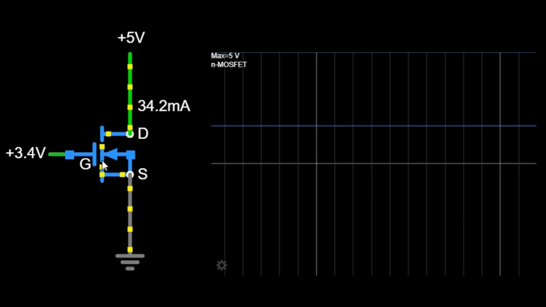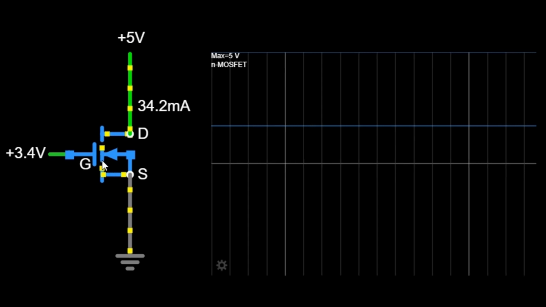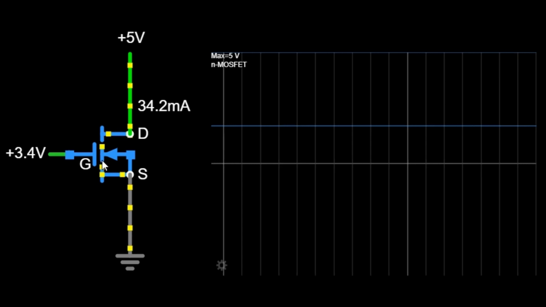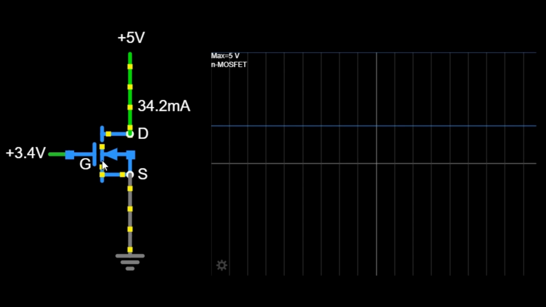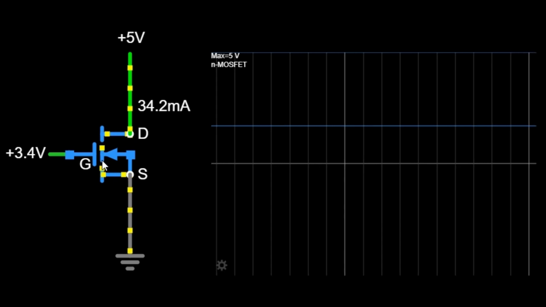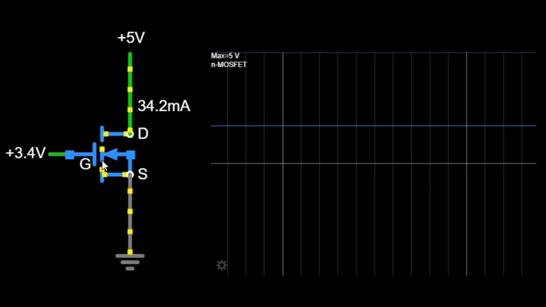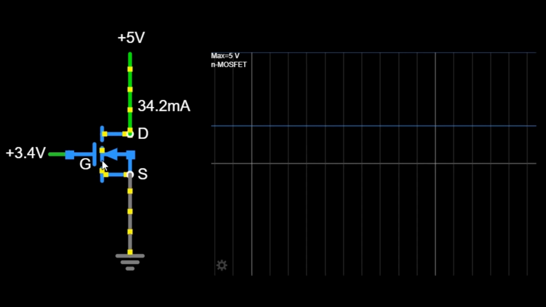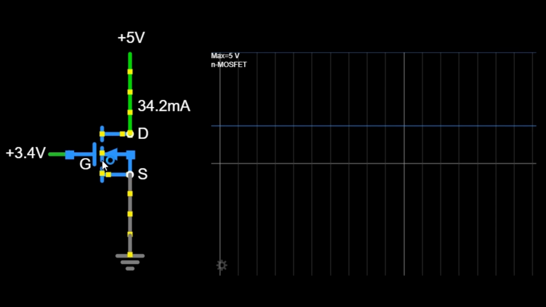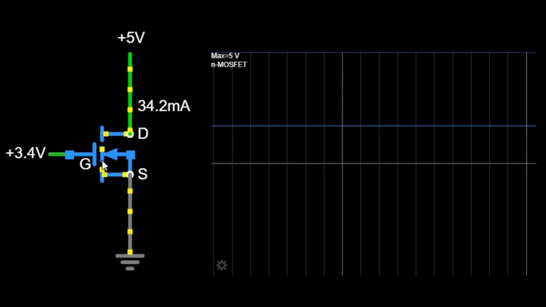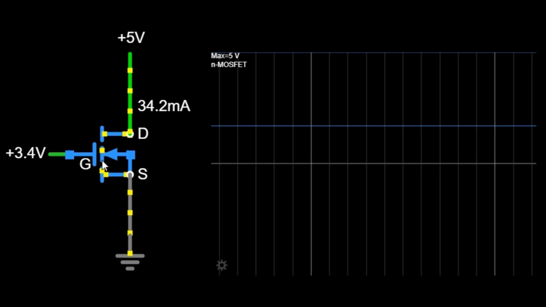Visualizing the circuit. In the diagram, you can see the gate voltage set at 3.4 volts, which turns on the n-MOSFET, allowing current to flow from the drain to the source. The ammeter in the circuit shows that the current flowing is 34.2 milliamps. On the right, there is a graph showing the behavior of the MOSFET. The yellow line represents the voltage across the MOSFET, V_DS, while the green line shows the current flowing through the MOSFET.